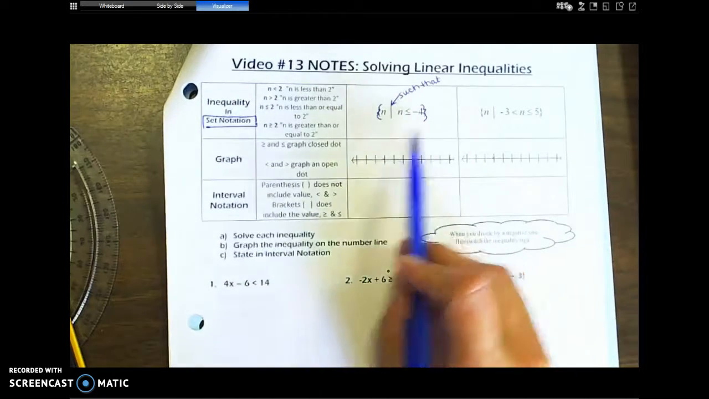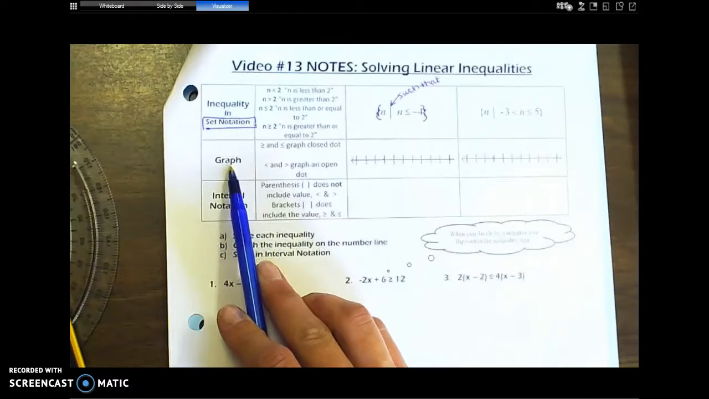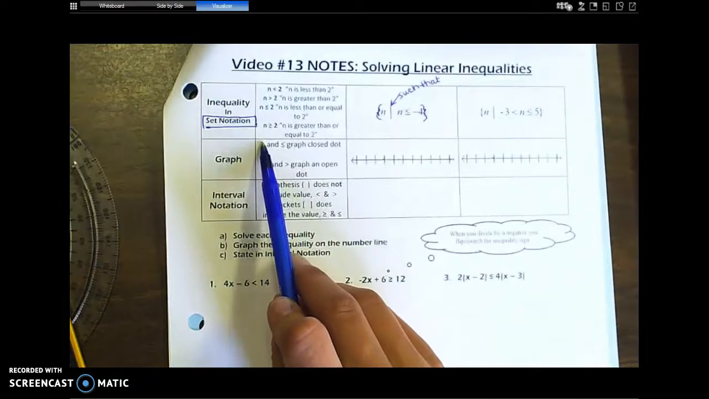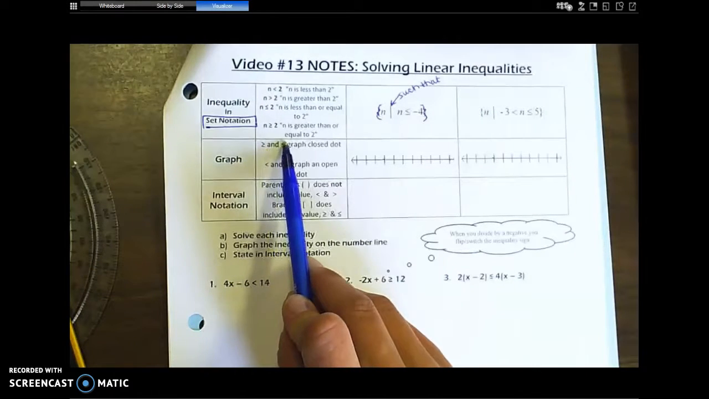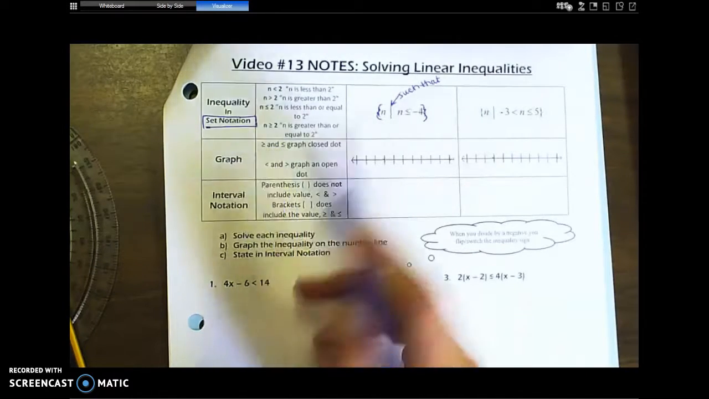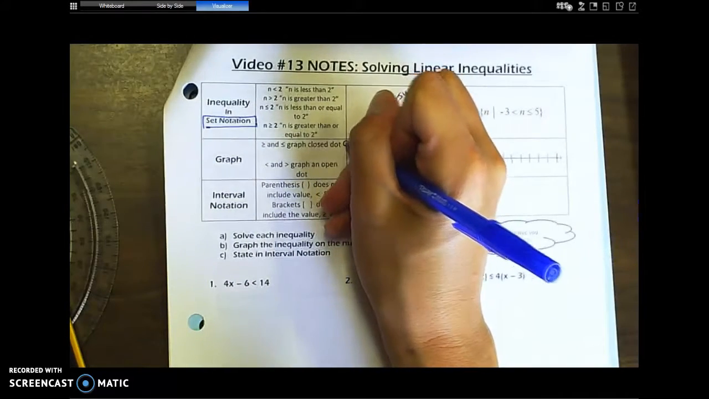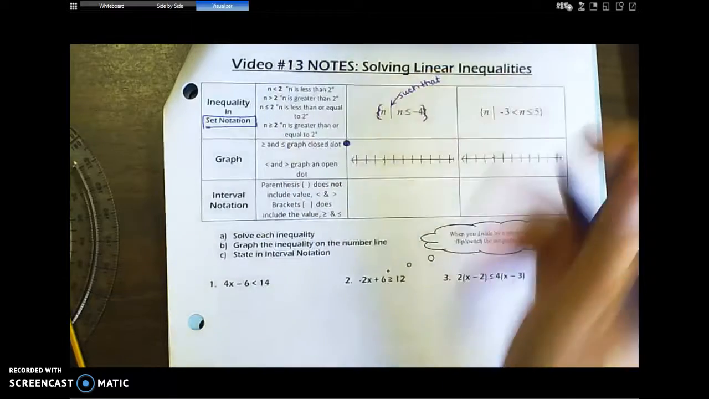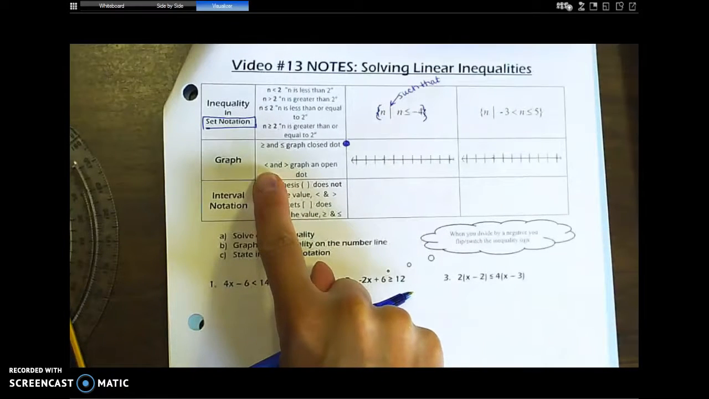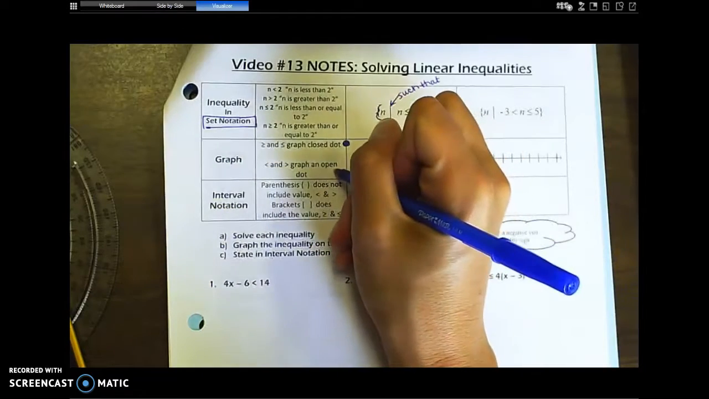Let's take a look at how to graph it. If you have a greater than or equal to, or less than or equal to, so the little lines underneath, that means you're going to use a closed dot. It's going to be a circle and it's going to be shaded in. If you have less than or greater than with no line underneath, you're going to use an open dot.